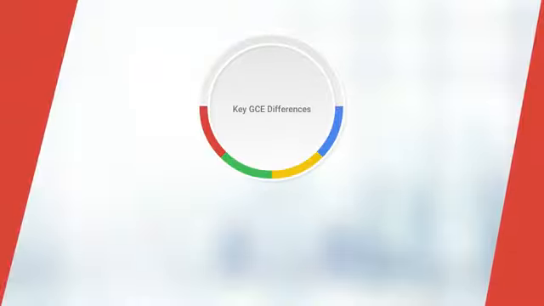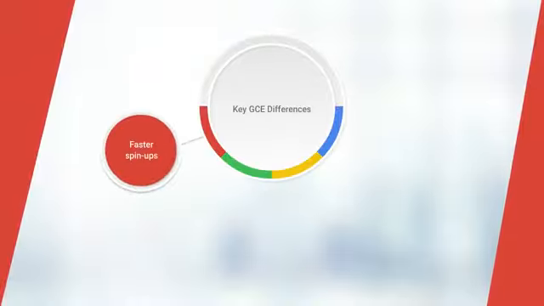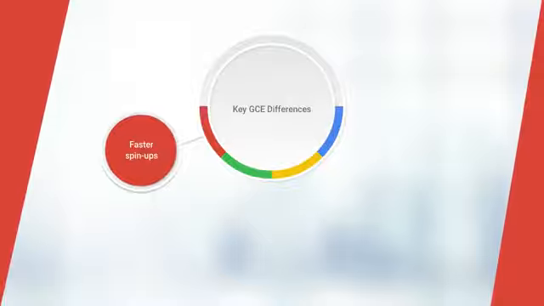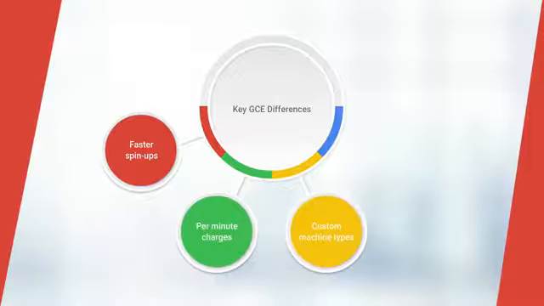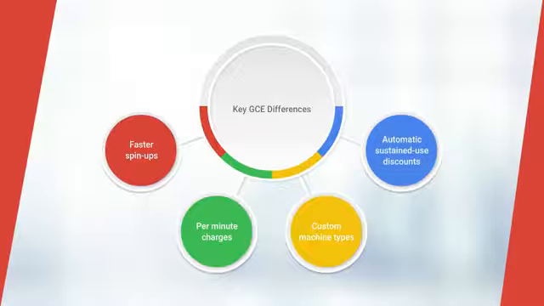Overall, key GCE differences include faster instance spin-ups, which are especially helpful when spinning up many VMs, instance billing per minute instead of per hour, custom machine types with specific amounts of CPU and RAM, automatic sustained use discounts without advanced reservations.